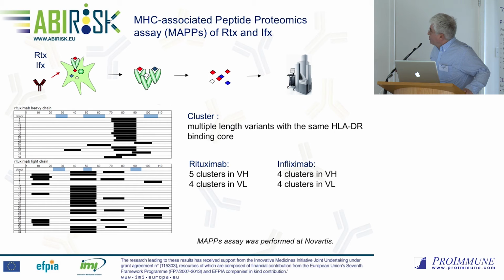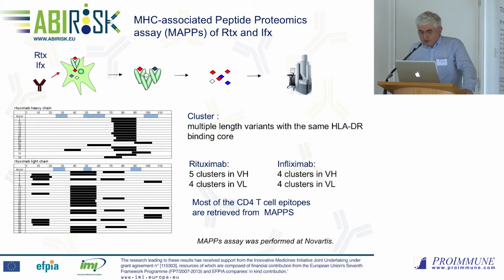The peptides are retrieved as multiple length variants, having the same HLA binding core like this, for instance, or here. And at the end, we find 5 clustered in the variable part of the rituximab heavy chain and 4 in the light chain, and similar data from infliximab. And most of the CD4 T-cell epitopes were indeed found by these assays. And I will show you the full picture at the end.